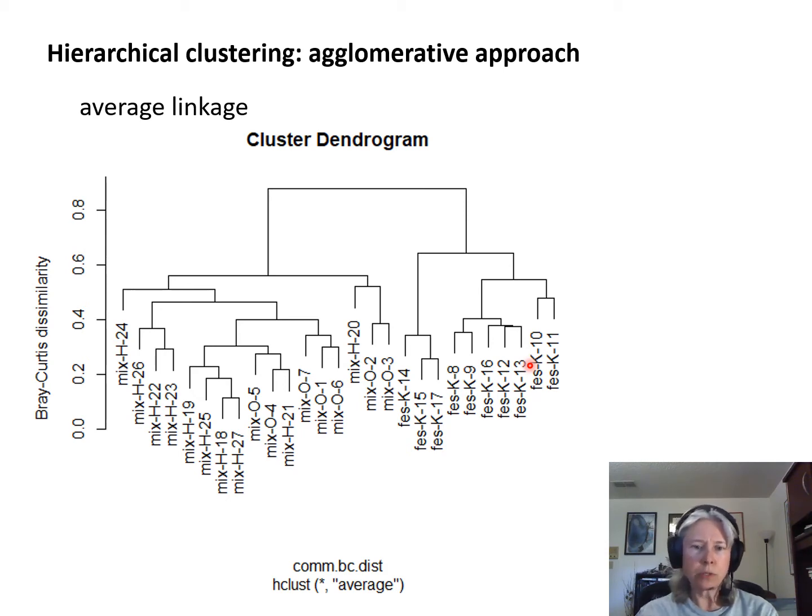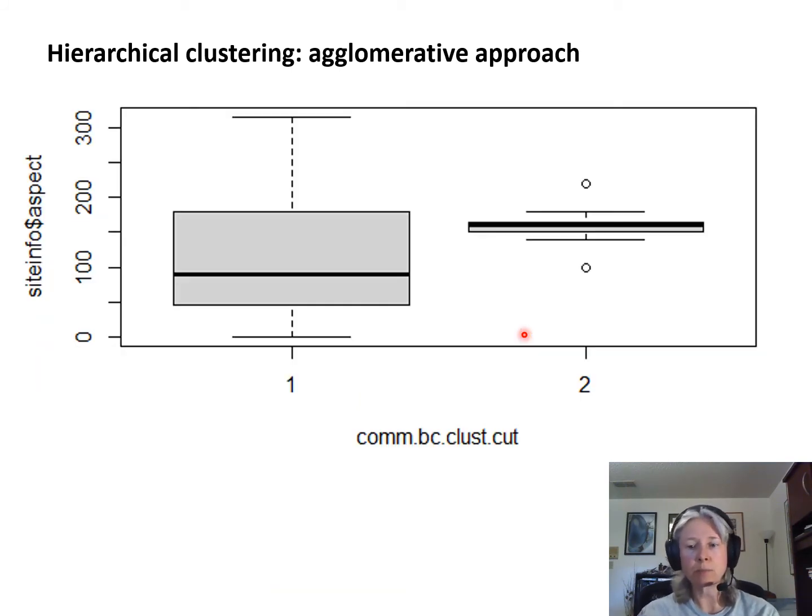And you can also see differences among sites within habitat types for both mixed grass and fescue. So then you can use these clusters to examine patterns in the rest of your data. Like, for example, if you were interested in the effect of some environmental variable, like aspect, in driving patterns in your data, then you can do something like a box plot.